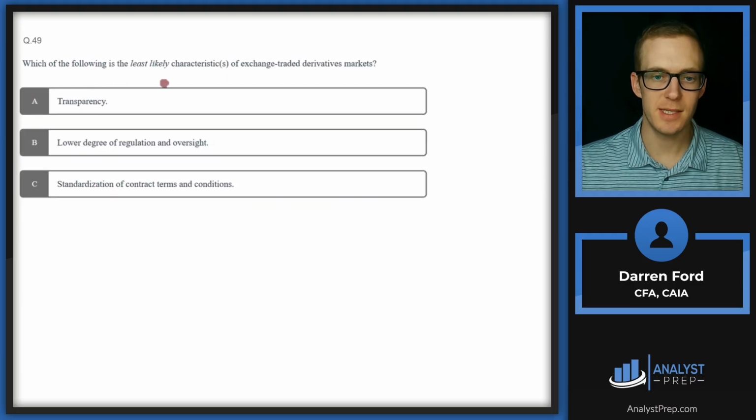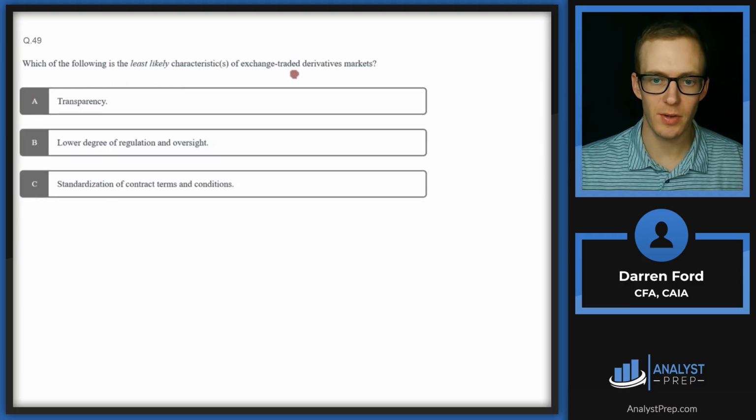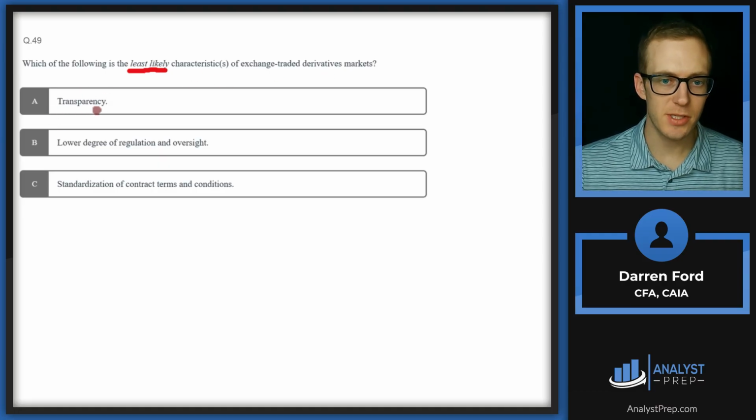Which of the following is the least likely characteristic of exchange-traded derivatives markets? So least likely, meaning that two of these are going to be characteristics of exchange-traded derivatives markets and one will not, which is going to be our answer. So we've got A, transparency. We're going to rule that out since that will be a characteristic.